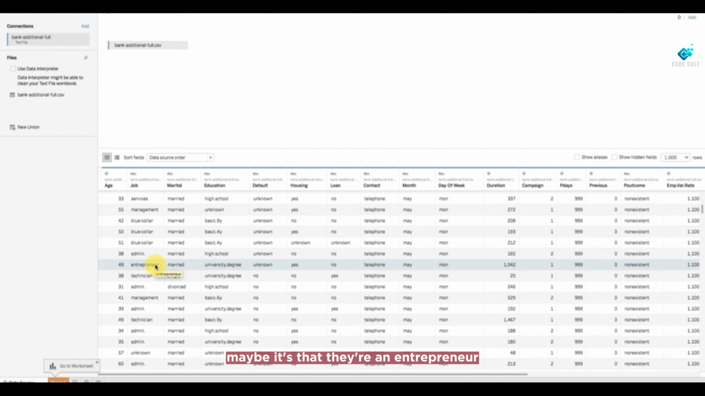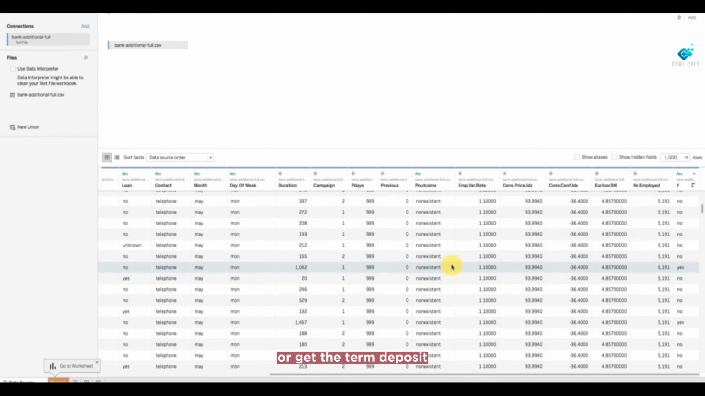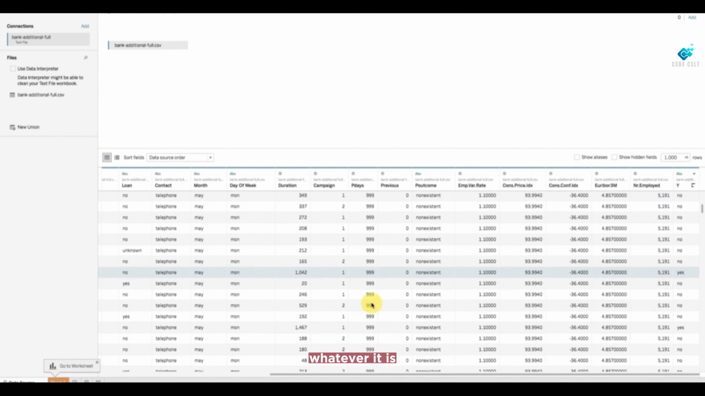Maybe it's that they're an entrepreneur. Maybe it's that they're married. Maybe it's that we contact them by telephone, but it doesn't really look like it. A lot of people whom we contacted by telephone didn't subscribe. Maybe it's the duration of the call, but we've already been told that it's highly correlated, so we're not going to use it. Maybe it's the day of the week. Maybe if we call on a Monday, they are more likely to get the term deposit. Whatever it is, the point is that we can use this existing data to make better decisions in the future. And that's what data science is all about.